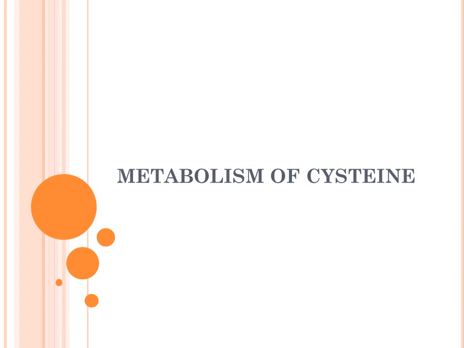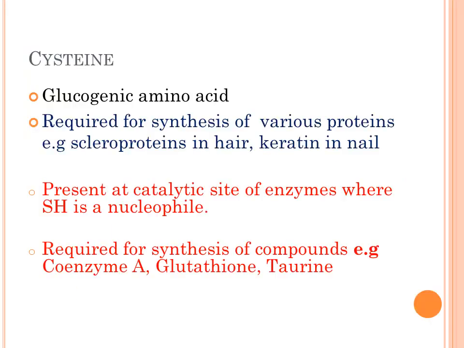Now we move on to the metabolism of the other sulfur-containing amino acid, cysteine, which you know is non-essential, and it is again a glucogenic amino acid. Cysteine plays an important role in the synthesis of various body proteins, so that is why it has to be present in the body. Apart from that, it is an important amino acid which will be present at the catalytic site of various enzymes, and other compounds which are synthesized from it include coenzyme A, glutathione and taurine.